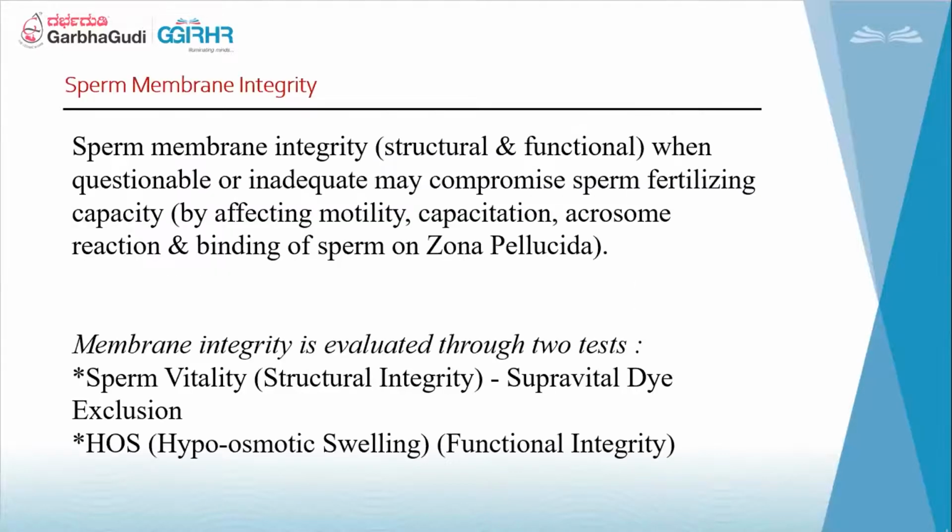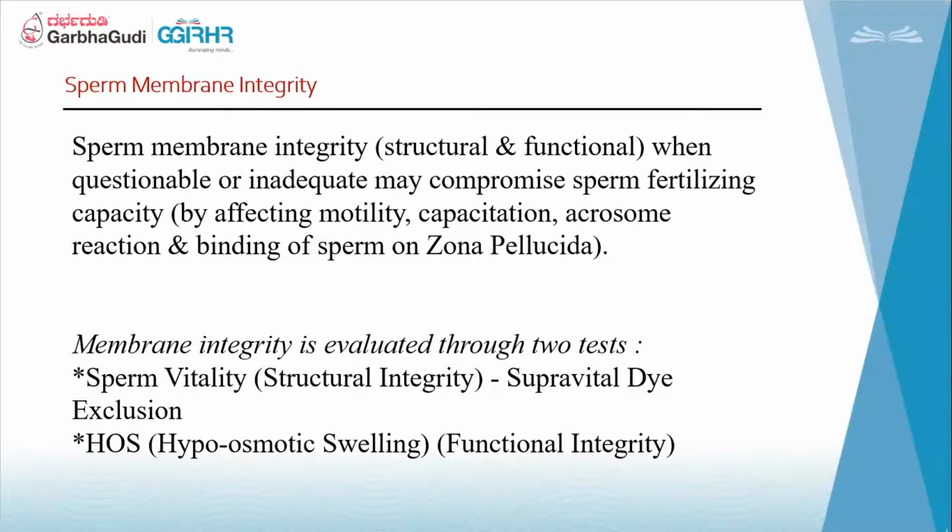Before going to the HOS test, I want you to know what sperm membrane integrity is, because the two tests we are going to discuss depend on the membrane integrity of the sperm. When sperm membrane integrity, structural and functional, is questionable or inadequate, it may compromise sperm fertilizing capacity by affecting motility, capacitation, acrosome reaction, and binding of sperm to the zona pellucida. All these things are very much needed and are attributed to the sperm membrane integrity.